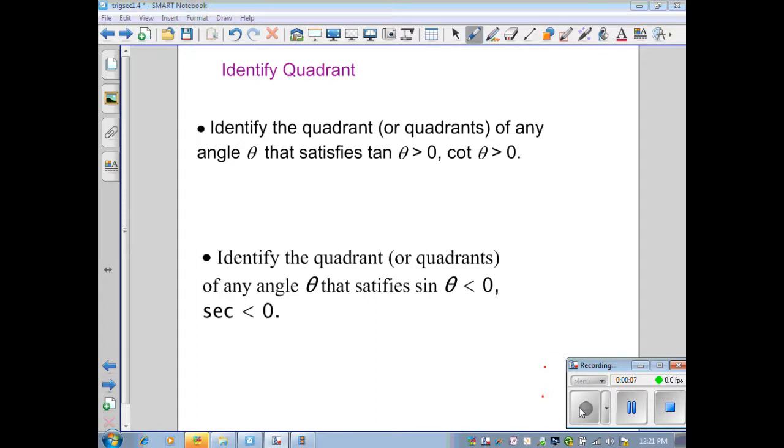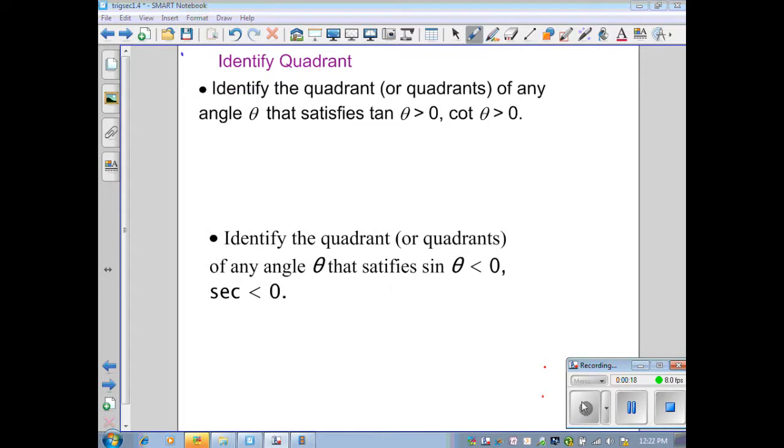Let's take a look at another example. We want to identify a quadrant given some specific constraints. Our first example asks us to identify the quadrant or quadrants of any angle theta that satisfies tangent theta greater than 0 and cotangent theta greater than 0.